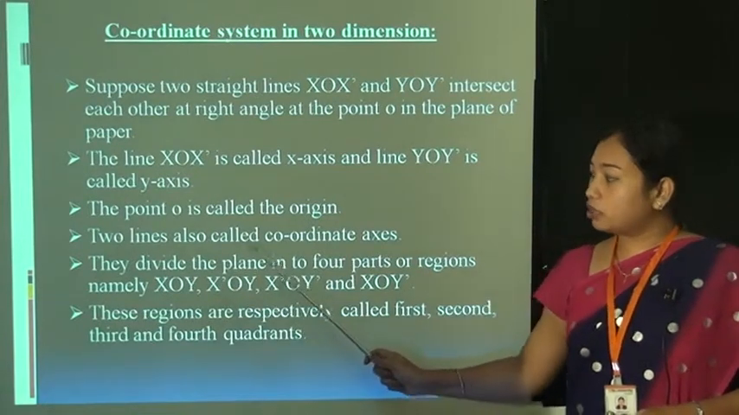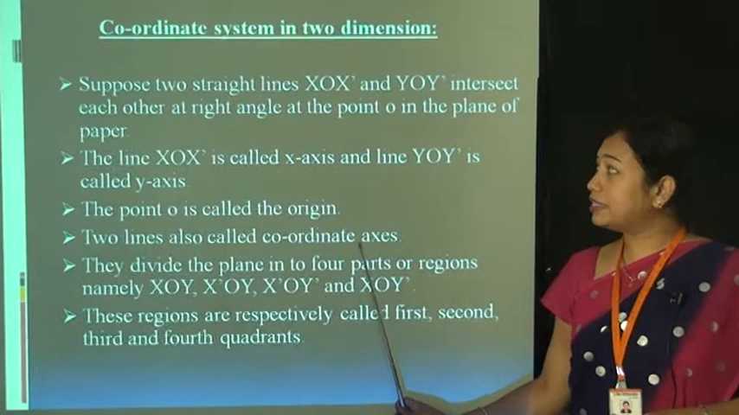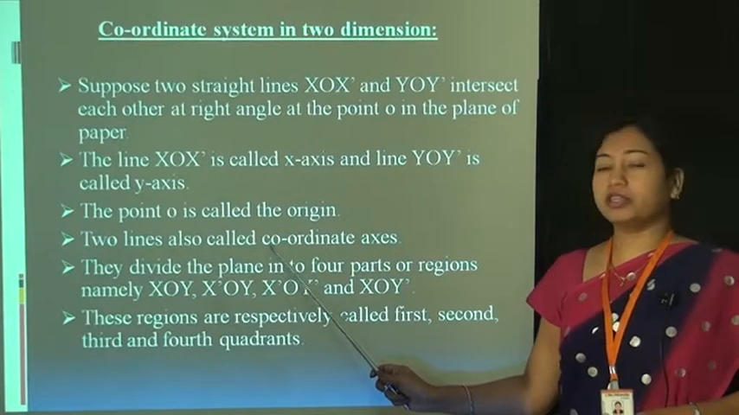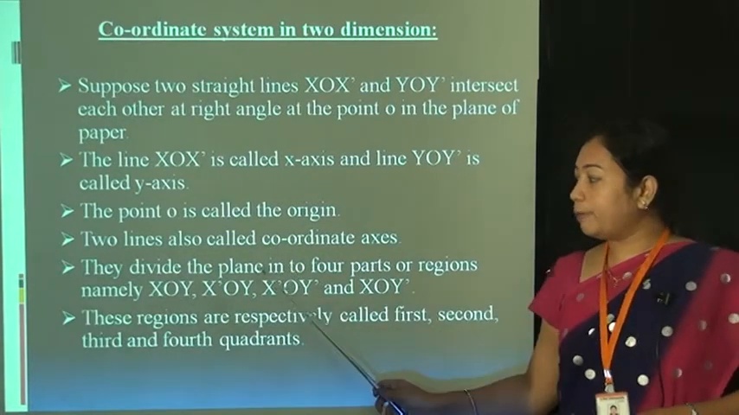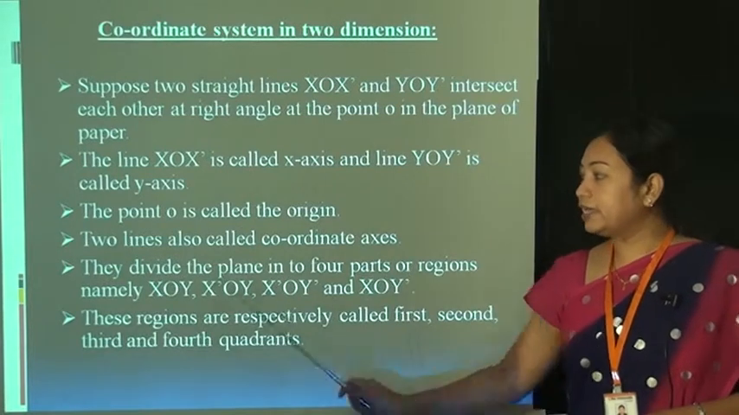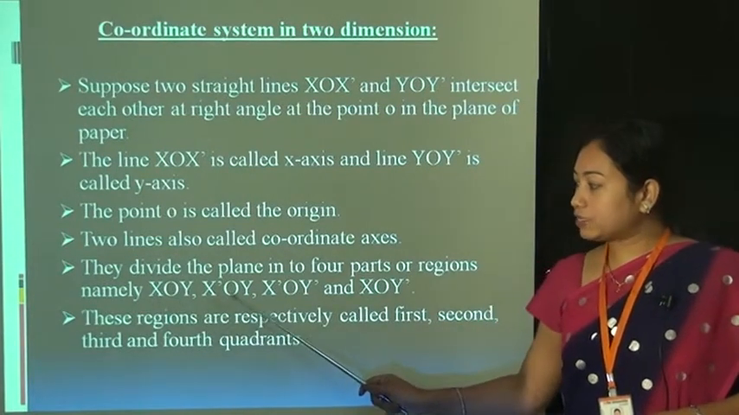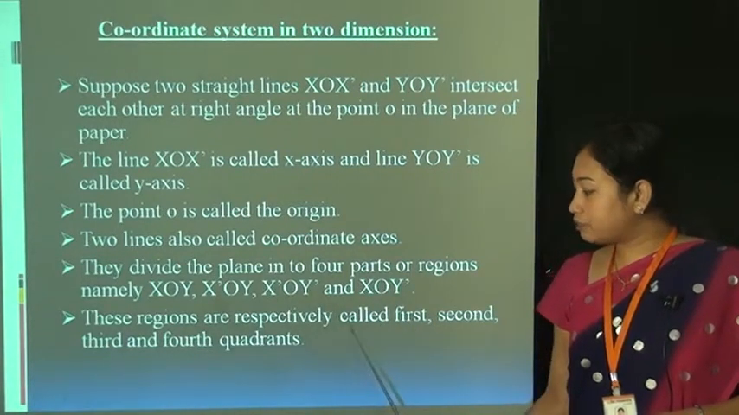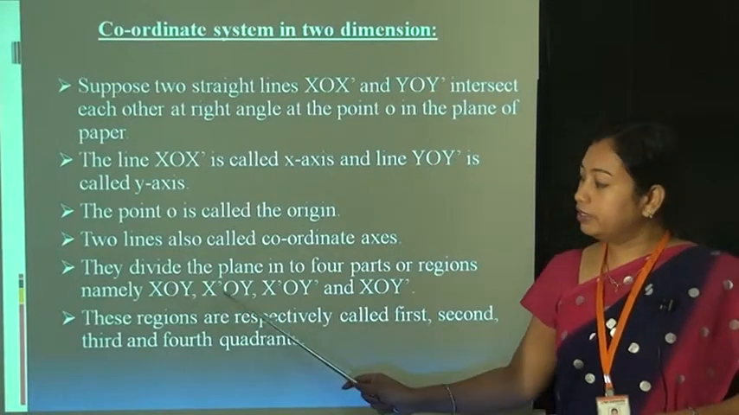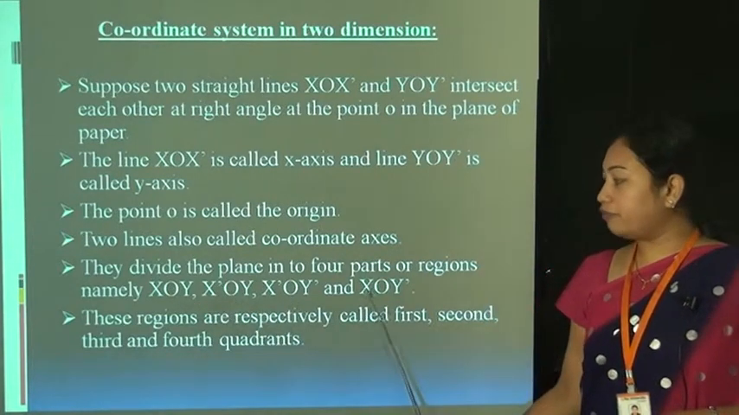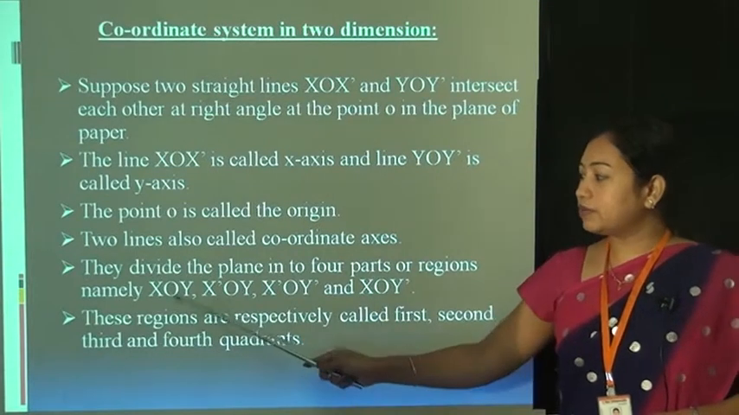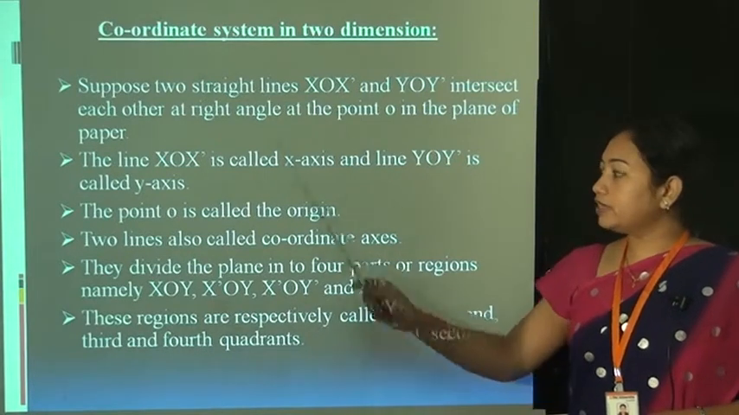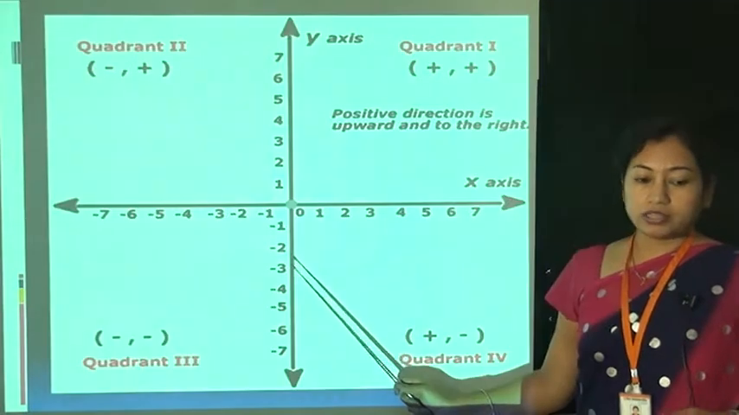The two lines are also called the coordinate axes. Here you can say that this one is the XOX' line, or you can say that this is nothing but the coordinate axis. They divide the plane into four parts or regions, namely XOY, X'OY, X'OY' and XOY'. These regions are respectively called the first region, second region, third region and fourth region, or you can say the first quadrant, second quadrant, third quadrant and fourth quadrant. Now this is the theoretical part. Let's take the diagram.